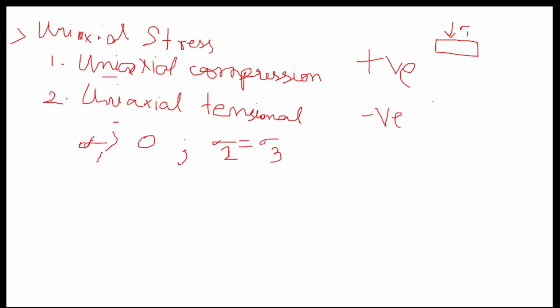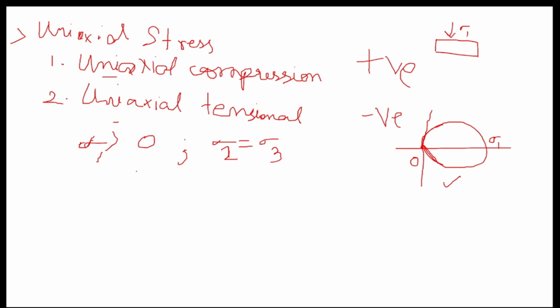So in Mohr's circle we will represent uniaxial compression in such a way that sigma 1 is greater than 0. This origin is our 0 value, so this is our sigma 2 and sigma 3, and this is our sigma 1. This is our uniaxial compressional circle for Mohr's diagram. It is a circle, but I cannot draw properly with the mouse cursor, so assume that.